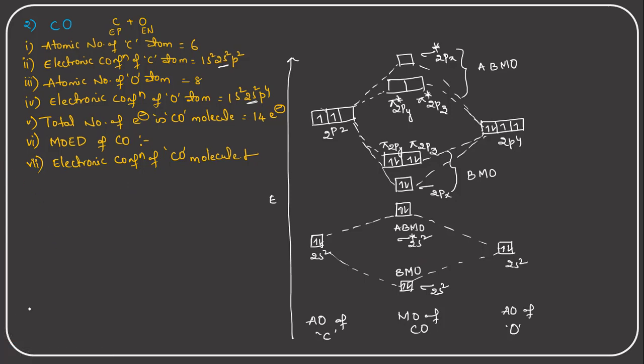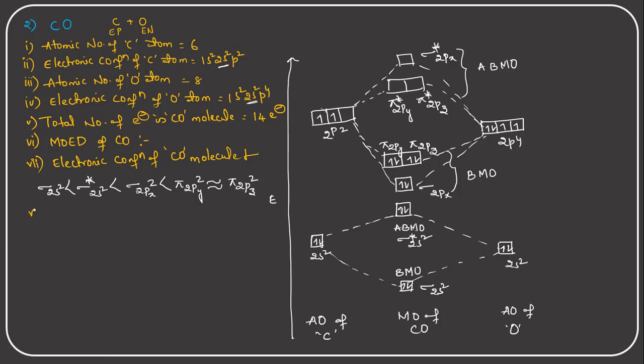I am changing my color into white. So sigma 2s2 has lesser energy than sigma star 2s2, which has lesser energy than sigma 2px 2 electrons, which has lesser energy than the pi 2py 2 electrons, which has equivalent energy to the pi 2pz, which also has 2 electrons.